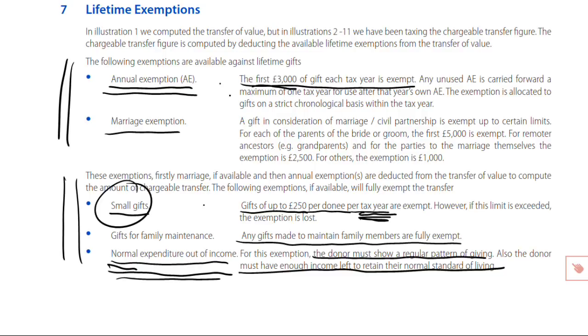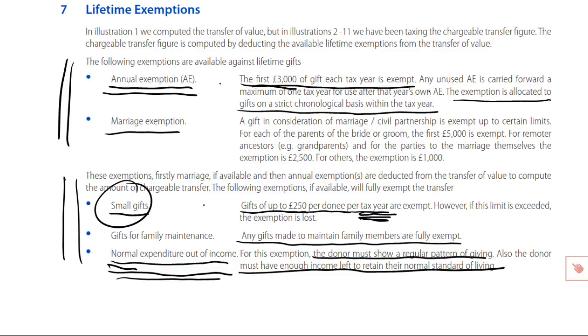So the exemption is allocated to gifts on a strict chronological basis within the tax year. If you have a gift in June 16, and that is the first one since the 5th of April 16, then that will be the first to enjoy any such annual exemption of that tax year. If it's June 16, we're in the 16-17 tax year. So if that was £3,000 or more, and it's followed by another transfer in August of 2016, then there'd be no annual exemption left to go against it. So it is applied strictly on a chronological basis.